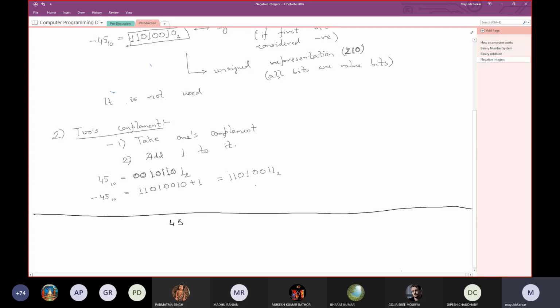Suppose I am taking this 45, which is in decimal, 00101101. That's in binary, right? Whereas minus 45, if I do ones complement, that's in ones complement. In ones complement, minus 45 will become what? 11010010, right? And we expect their addition should be 0, right? But if we add them in decimal, we will get 0 obviously. But in binary, what are we receiving?